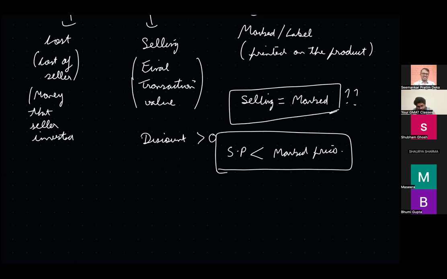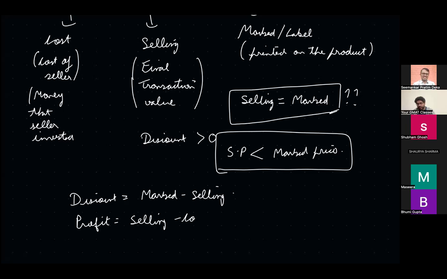So discount is nothing but difference of marked minus selling. Profit is a difference of selling minus cost. Loss is a difference of cost minus selling. And there is this word of margin or markup that you can see in some questions. Margin or markup is the expected profit. So expected profit will always be equal to marked price minus the cost.